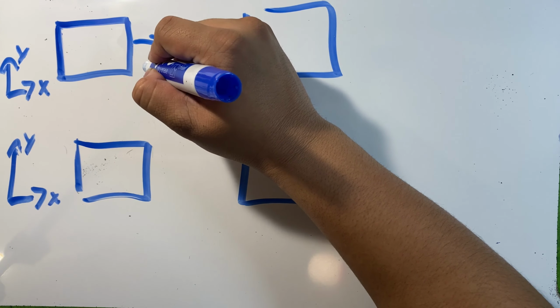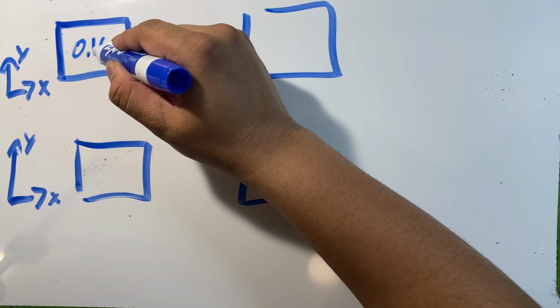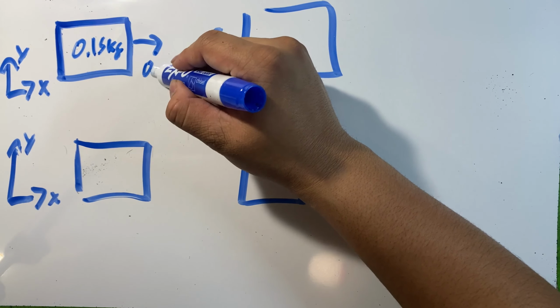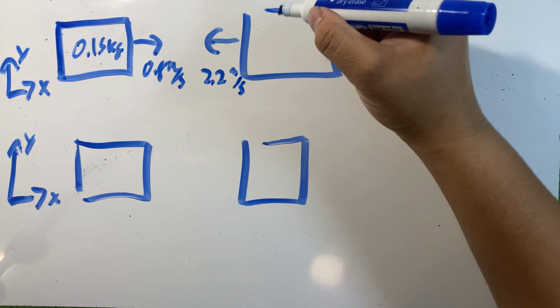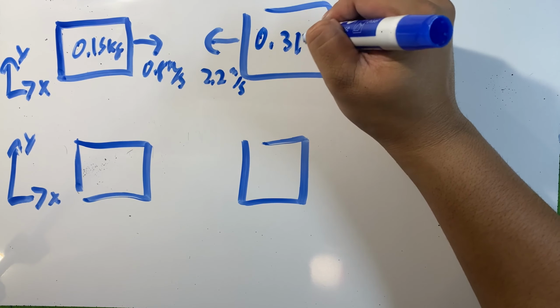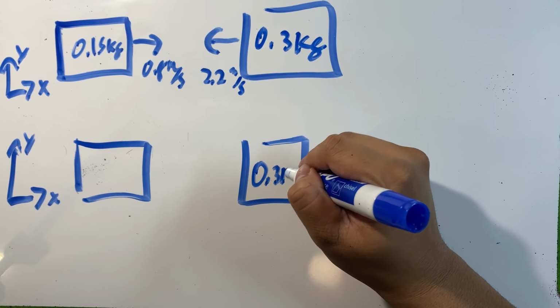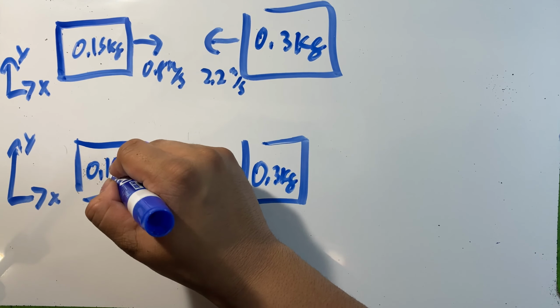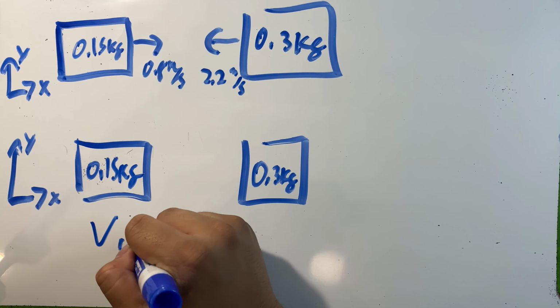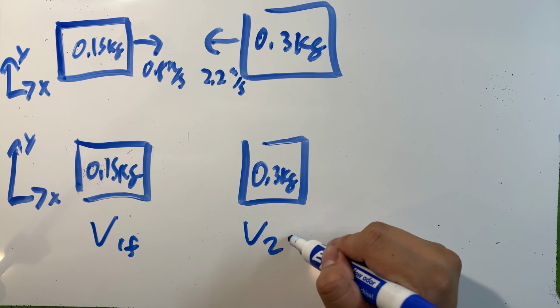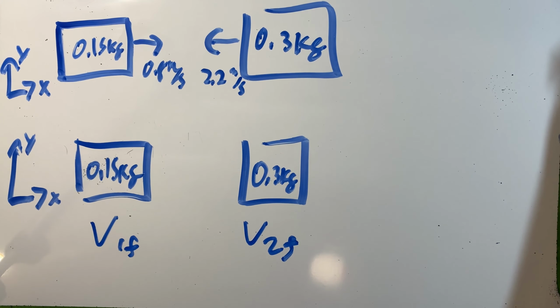Well, it's going to the right. This is 0.15 kilograms. It's going to the right at 0.8 meters per second, and this is going to the left at 2.2 meters per second, and this is 0.3 kilograms. Here, we don't really know where it's going, so it has some velocity that we don't really know. So how do we do this?